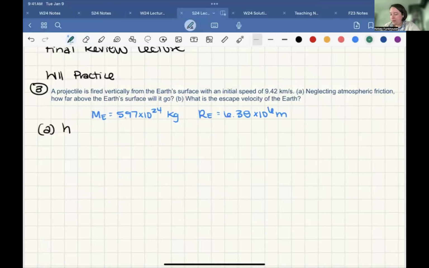Okay, now conservation of energy. Initial kinetic plus initial potential equals final kinetic plus final potential. If we're looking for the maximum height, that tells us that the velocity at that point is 0. So the final kinetic energy is 0. And then as a reminder, for gravitation, potential energy is negative GMm over R. So that's what we're going to plug in.